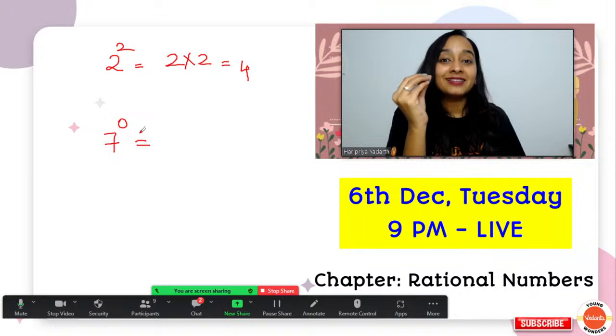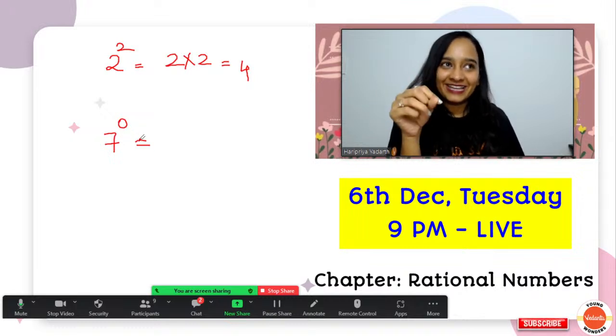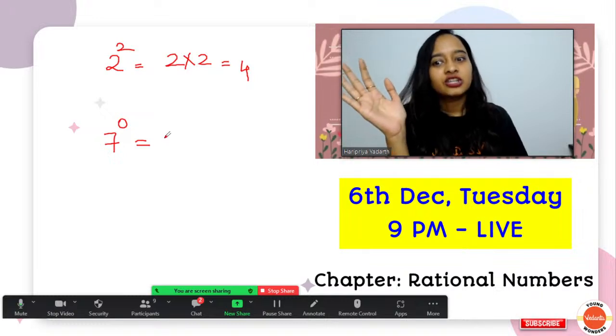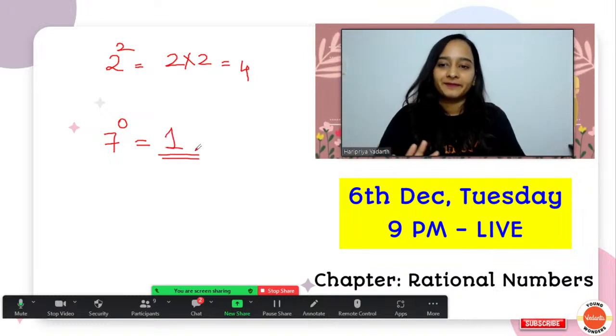You're multiplying that number with itself 0 times. Matlab, basically it does not exist. It's not existing. So it's just equal to 1.